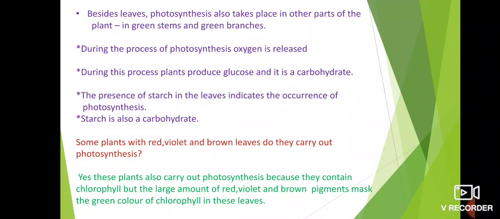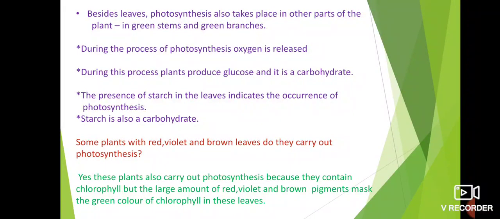And we also studied that photosynthesis is also carried out in other green parts of the plant. Other than leaves, some of the parts of plants also have green color. They are green stems and green branches. These parts of plants also carry out the process of photosynthesis for food preparation.